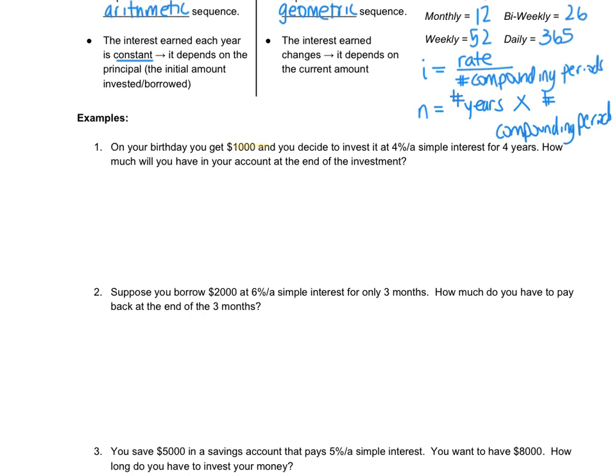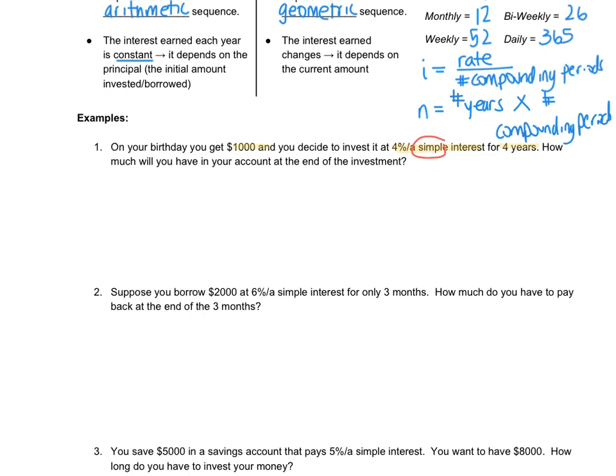And you decide to invest it at 4%. That /A means per annum, so per year. Simple interest for 4 years. How much will you have in your account at the end of the investment? So we see the words simple interest, so we know what formula we will be looking at.